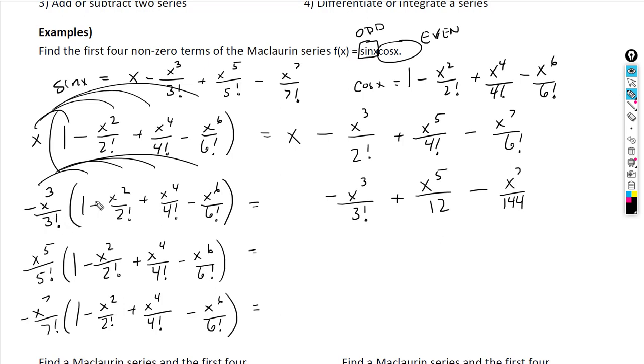Now, if I multiplied the x to the 3rd and x to the 6th, I get x to the 9th. But that is not part of my 4th term. That's the next set. That's the 5th term. So anything over the 4th term, which is x to the 7th or x to the 6th in this case, I'm going to stop. I'm not going to write them. So that multiplication of this times this, I am not going to write it.